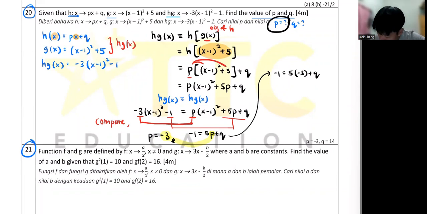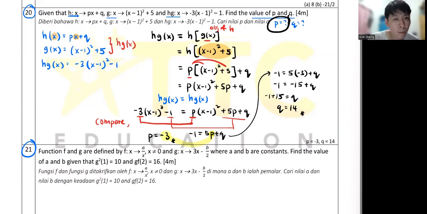Okay, expand the bracket. 5 times negative 3 is negative 15. Negative 15 bring over is plus. And negative 1 plus 15 is 14. So P and Q finish, 4 marks.